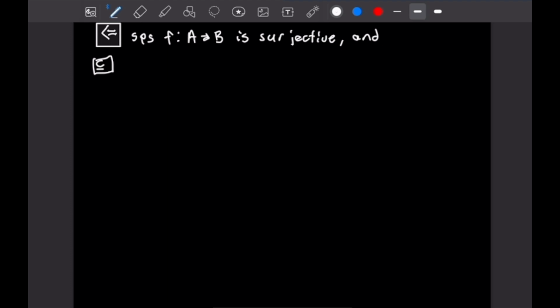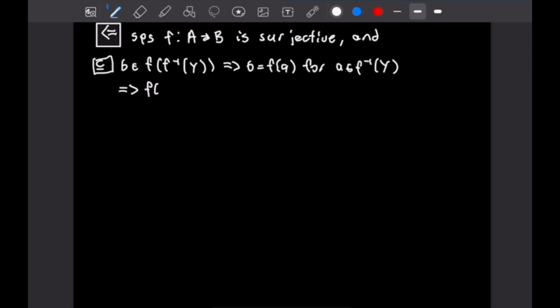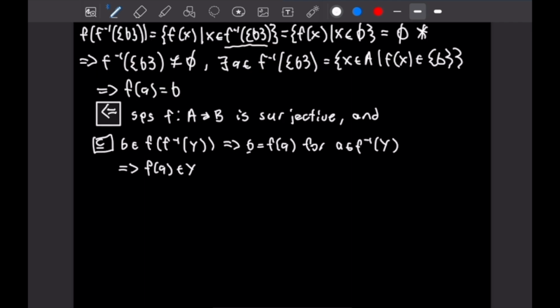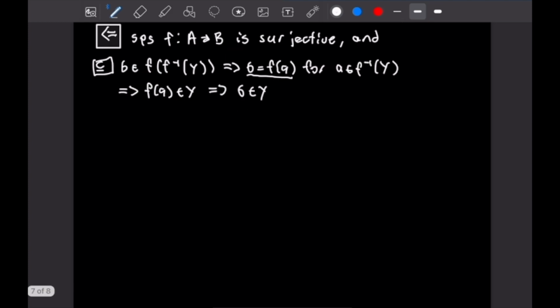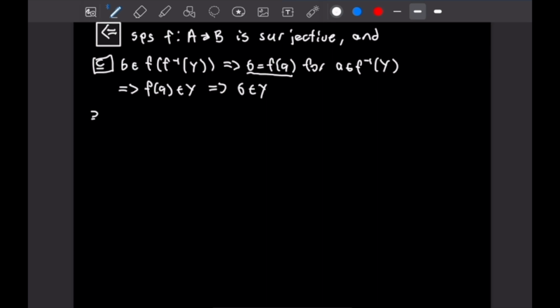So we'll start by supposing that we have little b, which is in the image of the pre-image of big Y. But now we can use our definition of surjectivity here. That means that b is equal to f of a for some a which is in the pre-image of Y. But a being in the pre-image of Y directly implies that f of a is in Y. But because we know that f of a is equal to b, that means that b is also in Y. So we took an arbitrary element from the image of the pre-image of Y, and we showed that it is in Y. Great.